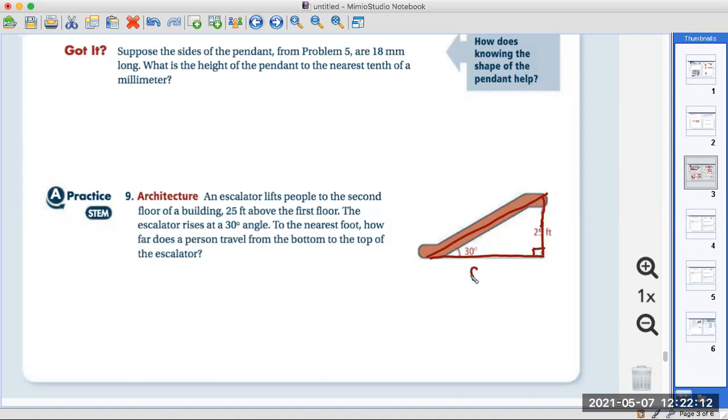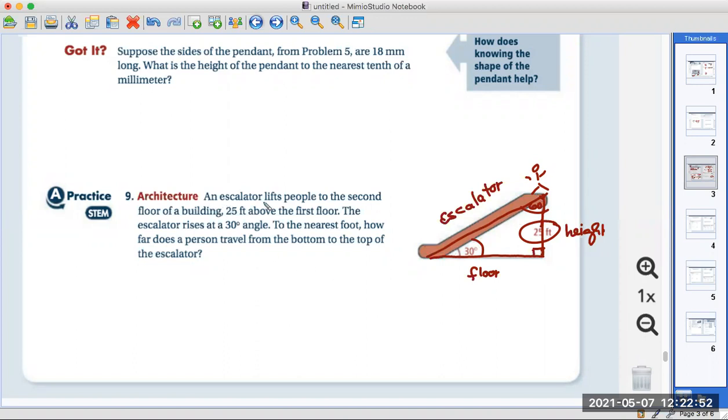So this is the floor or the ground. This is your escalator. And this is the height above the ground that you end up when you're up here. Yay, you made it to the top. How far from the ground are you? 25 feet. Do you see that? And that's a 30-degree angle. That leaves you with a 60-degree angle up in here. And that's your 90. The height and the ground are perpendicular. Again, if you don't have a drawing, you have to make your own. It helps you a lot to put things in perspective.